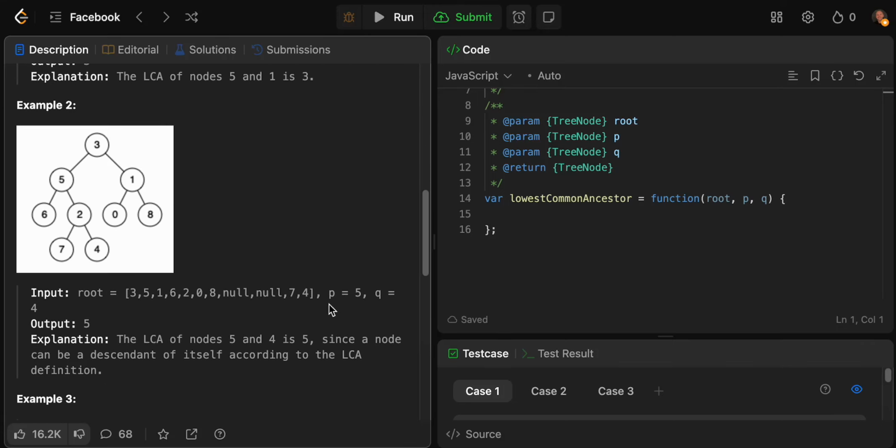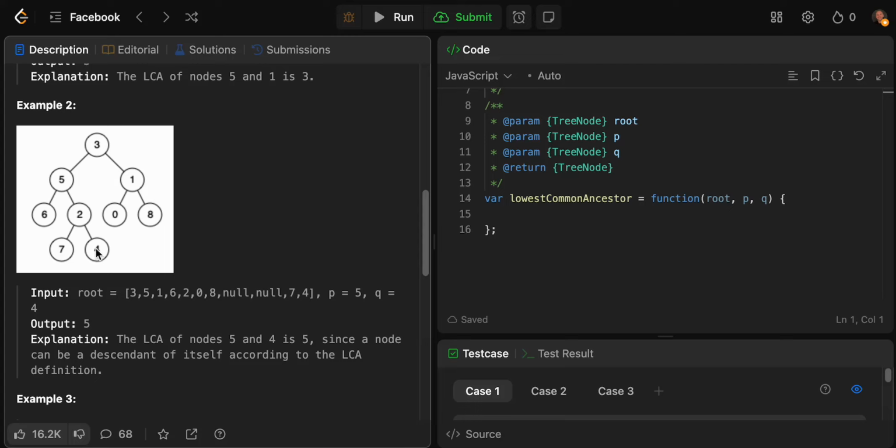Let's take a look at this next one. We have a P of 5. That's right here and a Q of 4. That's all the way down here. So they are connected at this point here, the 5 itself. So the output is actually the p value, this 5 here, because it is the, I guess, lowest level or lowest ancestor that connects these two.